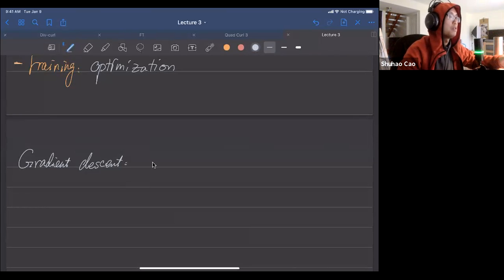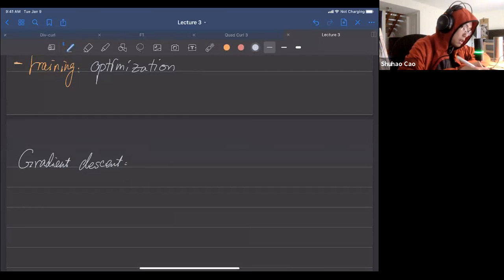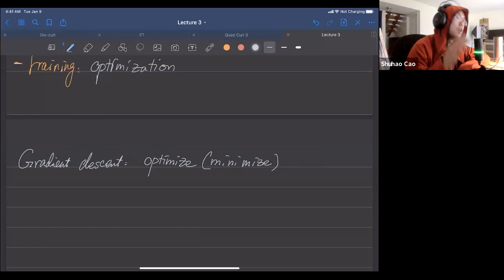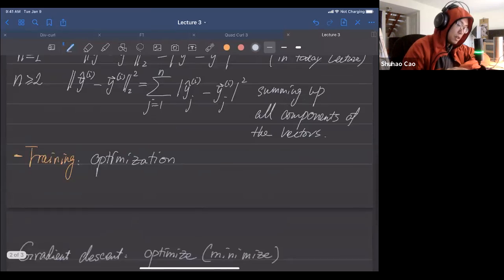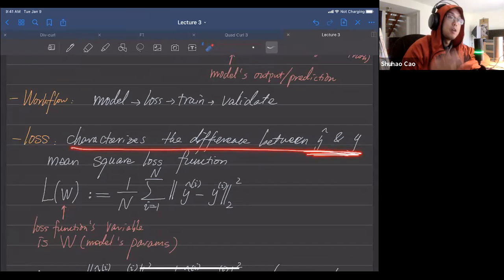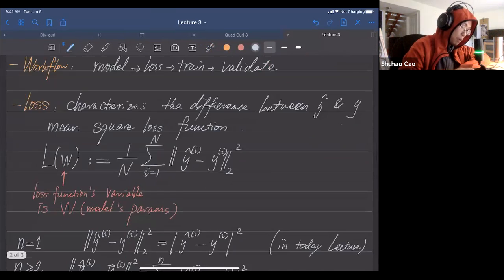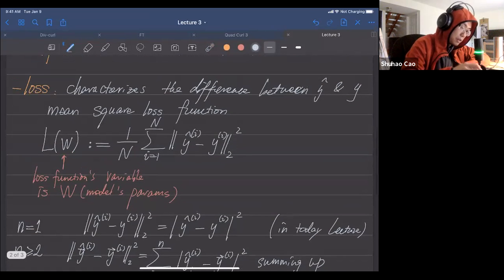Okay. Thank you for the polling. But let's briefly review it. Gradient descent, keep this in mind. Now what we want to do is optimize, or say minimize, in this special case, the loss. We want to minimize this difference, our model's prediction and the actual ground truth. And what we do is we minimize this function.